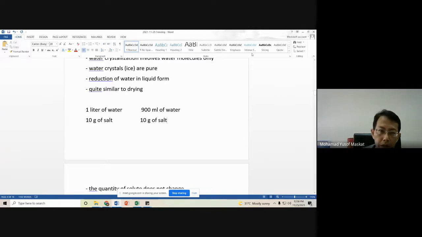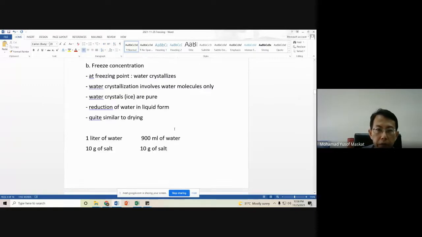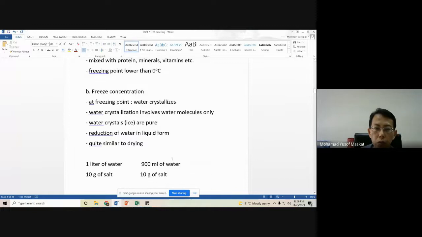So now, initially, we have 10 grams of salt in 1 liter of water. Now, we still have 10 grams of salt, but now only in 900 mils of water. Meaning that for the second one, the concentration of salt has increased. Okay? So this is what we call freeze concentration. After freezing, the concentration of solids will increase.